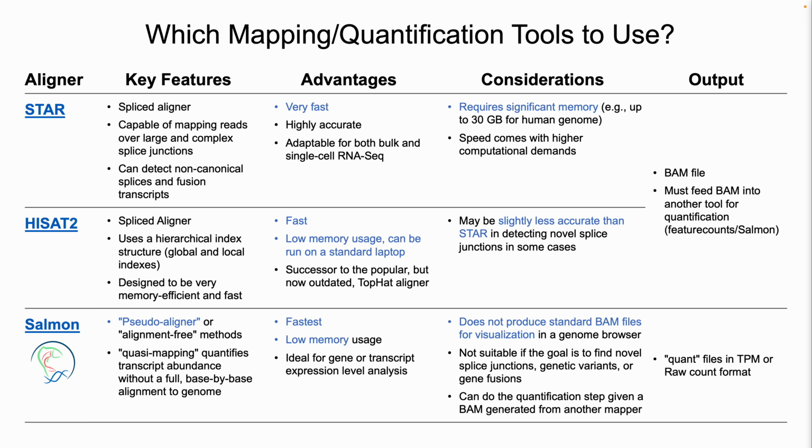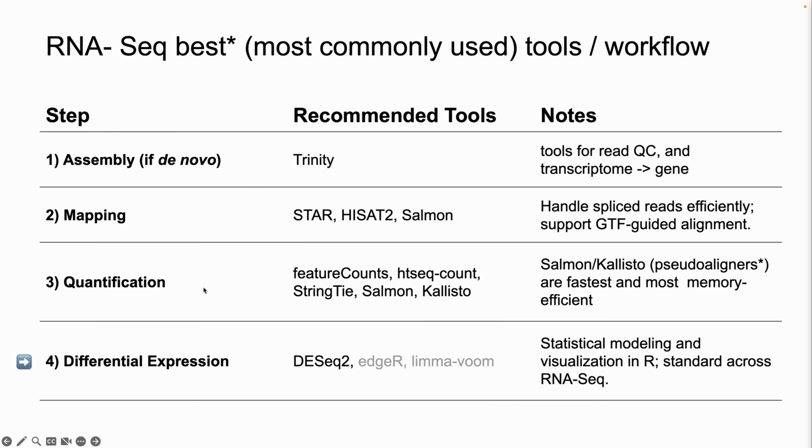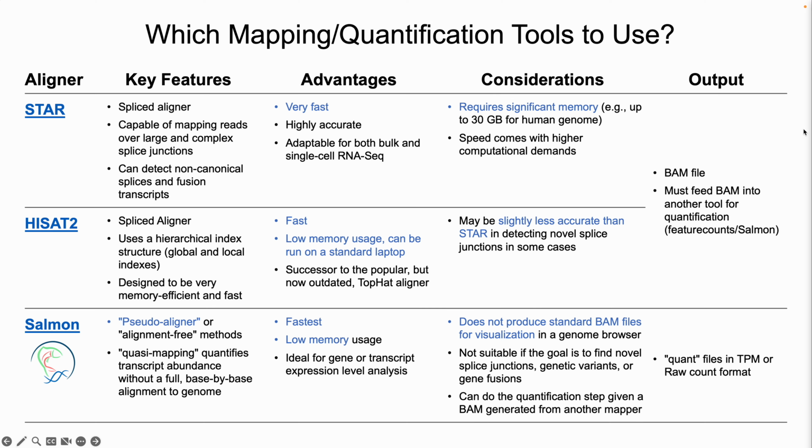HT-seq count. How many of you have used Galaxy already, have you done RNA-Seq on Galaxy? Yeah, so probably you use STAR or HiSat to do your mapping, and then you've got to use feature count or HT-seq count downstream. So you've got to do a mapper and then a counter, so the mapping and quantification steps are separate if you use one of those mappers.